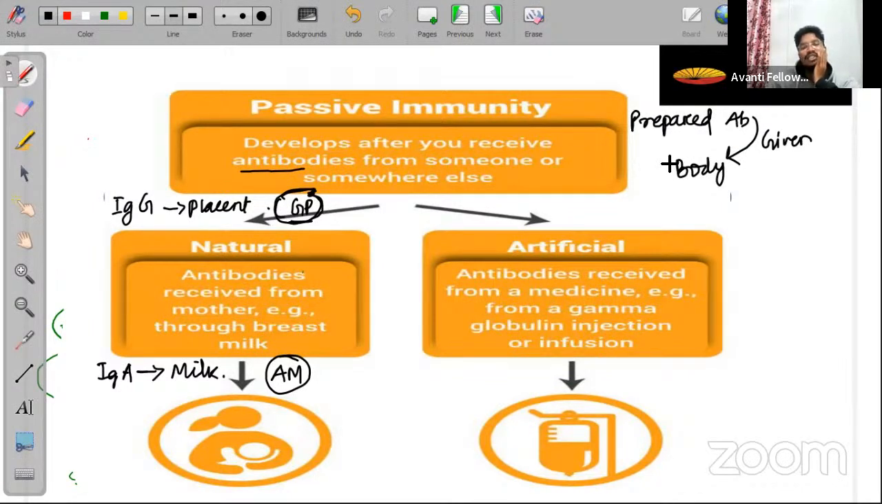Exactly. The next one is artificial passive immunity. If you are talking about artificial passive immunity, what happens? Prepared antibody will be there and it will be given in our body. That is your snake antivenom.